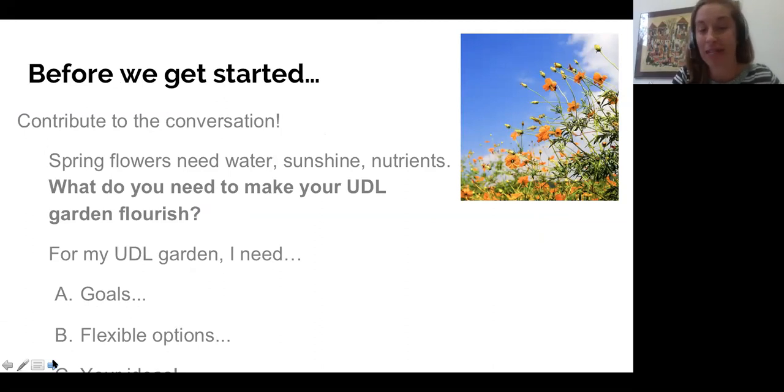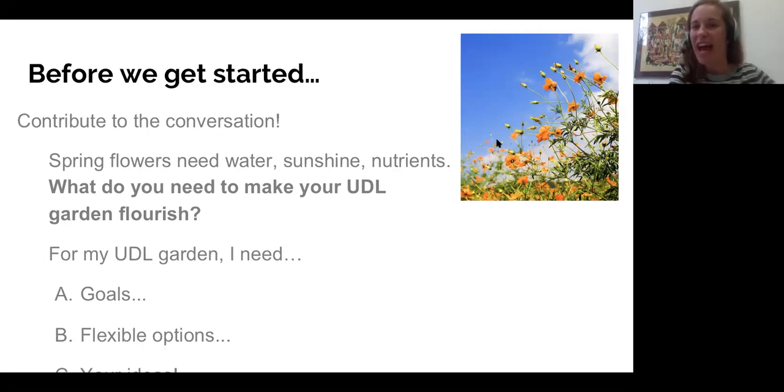So goals, flexibility, and variability were 3 sentence starters, and then the 4th is just your own choice. So this is great. We're getting some goals, some buy-in. For your UDL garden, you need folks to see the value in all learners and willingness to take risk by all stakeholders, flexible options. Grow garden, grow.